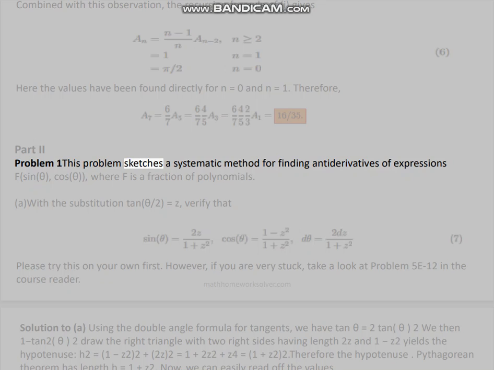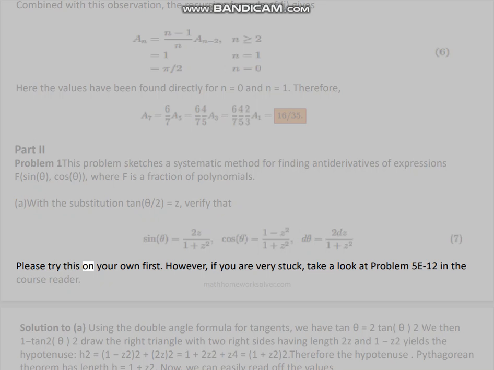This problem sketches a systematic method for finding antiderivatives of expressions f(sin θ, cos θ), where f is a fraction of polynomials. A. With the substitution tan(θ/2) equals z, verify that. Please try this on your own first. However, if you are very stuck, take a look at problem 5e12 in the course reader.